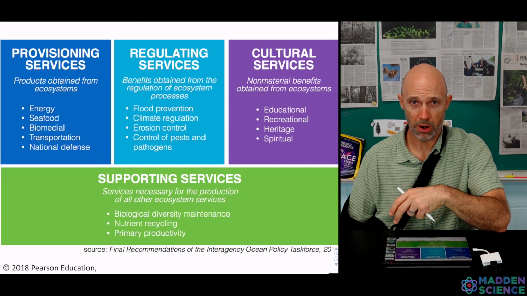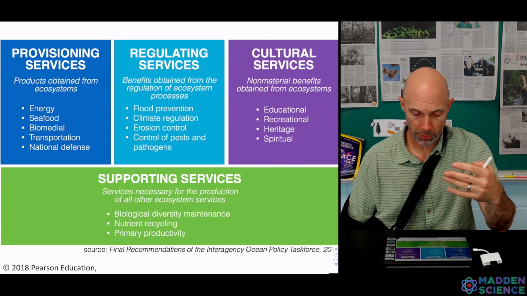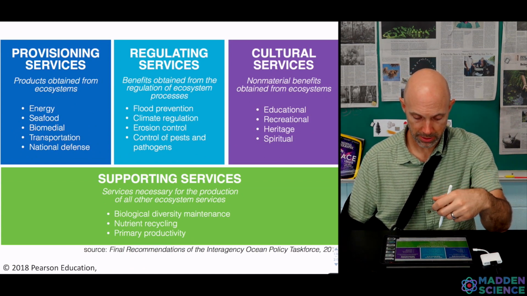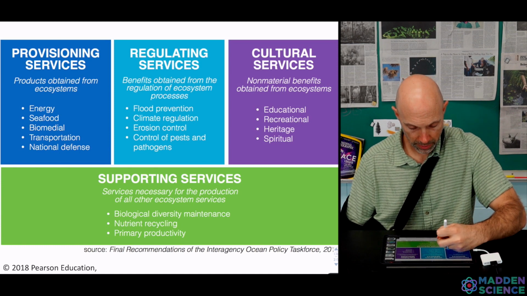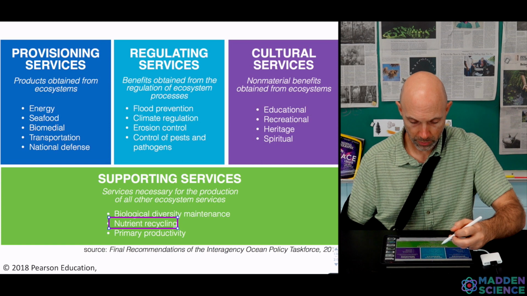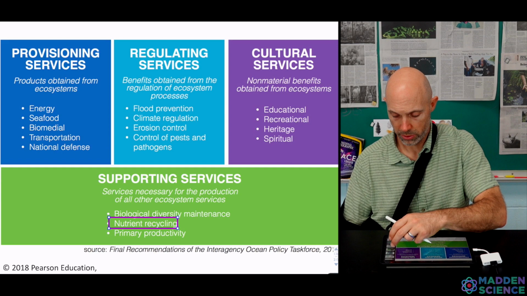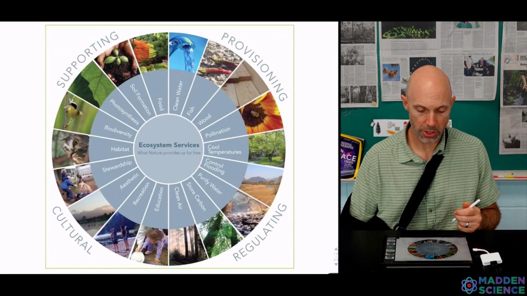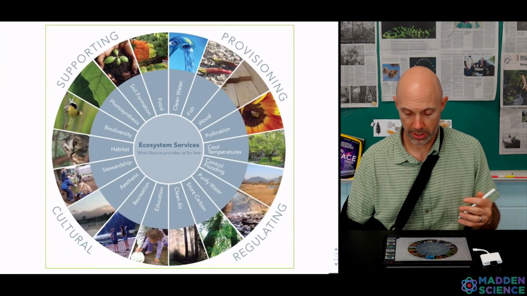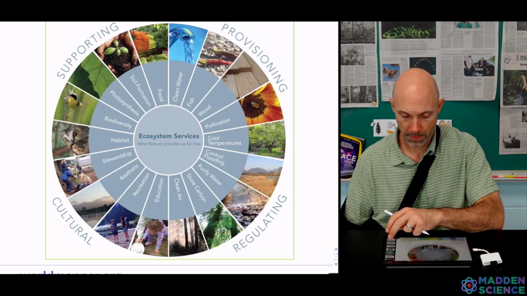This ties back to our ecosystem services and the importance of that. Right? If you look at this, we've got nutrient recycling down here, which is tying into a number of things, including climate regulation, flood prevention, pests and pathogens, transportation, seafood, energy, you name it. Here's another visual showing those supporting and provisioning and regulating services.